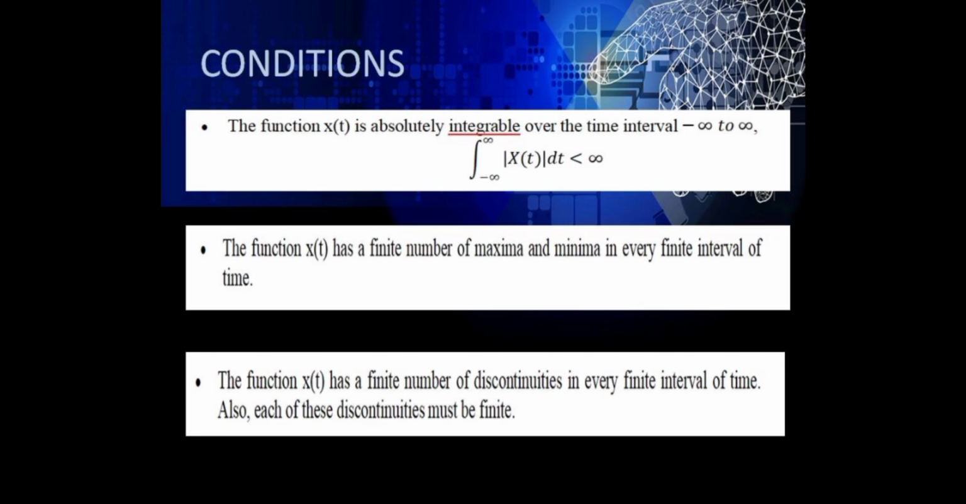The function x of t has a finite number of maxima and minima in every finite interval of time. The function x of t has a finite number of discontinuities in every finite interval of time. Also, each of these discontinuities must be finite.